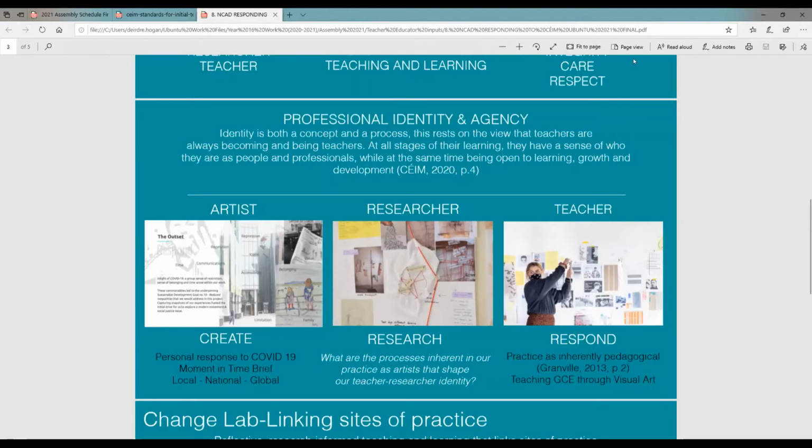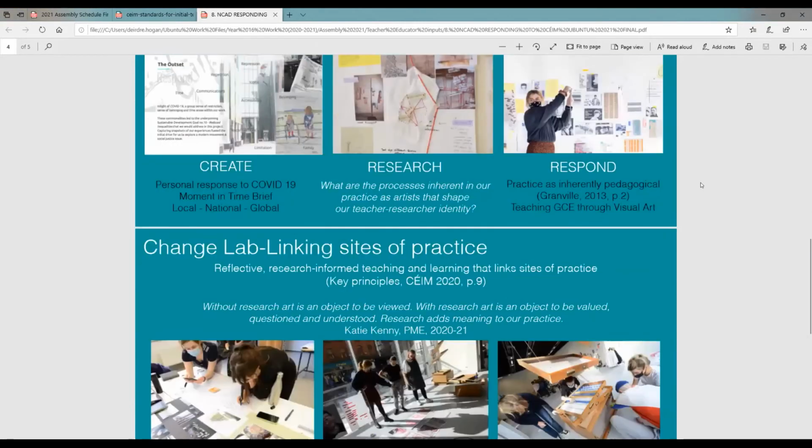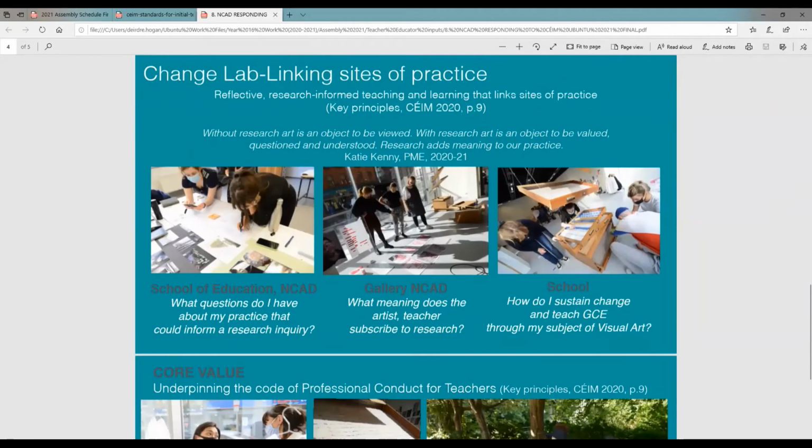So then the next slide there, Deirdre, linking sites of practice. This is in reference again to another key principle in the CAME document. And in NCAD, again, we provide sites of practice that nurture reflective research informed teaching and learning. So firstly, there's the School of Education as a site, and this is where they conceptualize their understanding of curriculum and they build their professional identity as an artist educator. And then there's the Change Lab, and this is activated in the gallery space in NCAD, and this becomes a lab space.